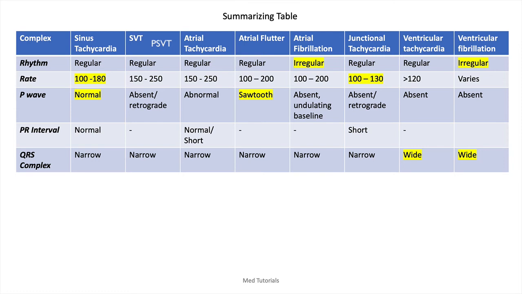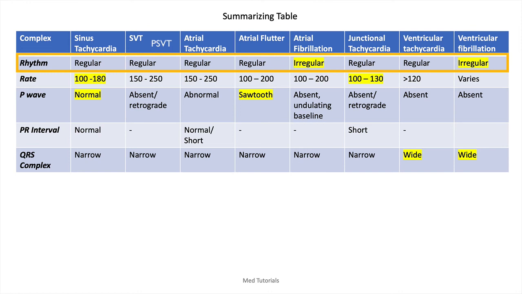So I'm just summarizing these tables. As I told earlier, these are the important points. When you approach tachycardia, what are the steps in the ECG approach that are important? Rhythm, rate, P wave, the PR interval, and the QRS complex. These are the important steps. In rhythm, we see if it is regular or irregular. The standout irregular one is definitely atrial fibrillation, where it's irregularly irregular, and of course ventricular fibrillation is also irregular.